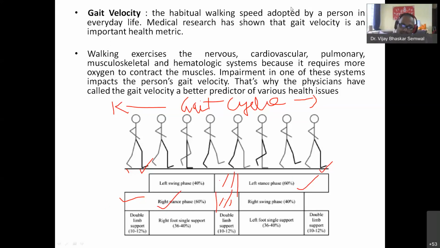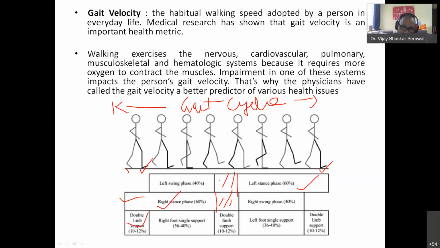Anyone who has any doubt can ask or write in the chat box. I'm continuously watching the chat box so that if anyone has a doubt, I can answer it. So there are three phases: starting with the right stance phase, then both stance phases, left plus right, and then the left stance phase. That is one complete cycle. Different people have referred to gait in different ways; it is their way of explaining or defining gait.